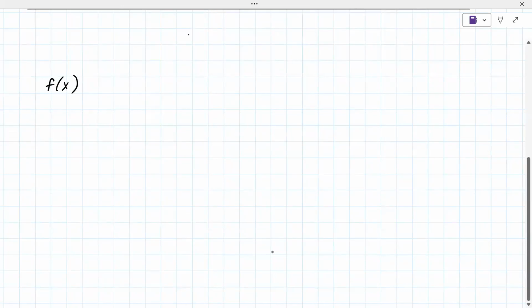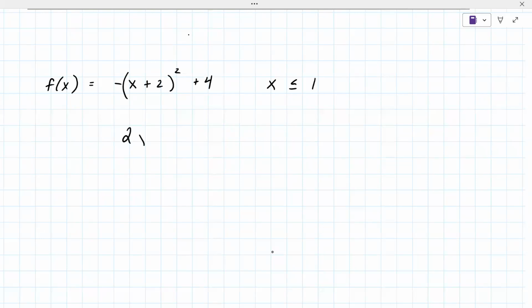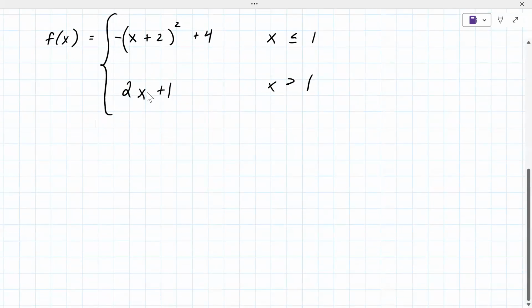Let's say f of x equals negative (x plus 2) squared plus 4, and we'll say this is good for x less than or equal to 1. And then we'll go 2x plus 1 for x greater than 1. So just keep two pieces here.